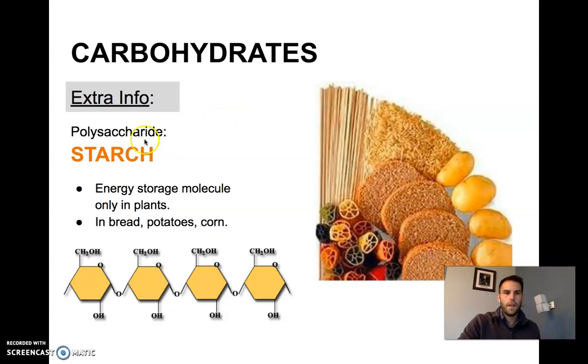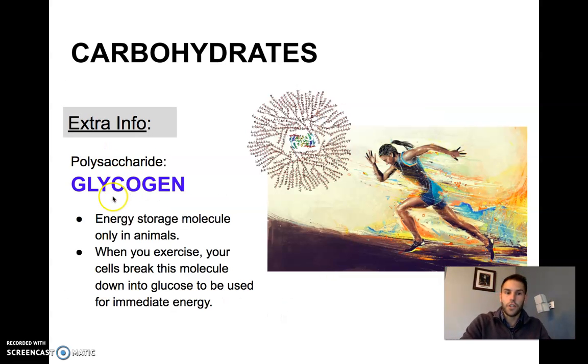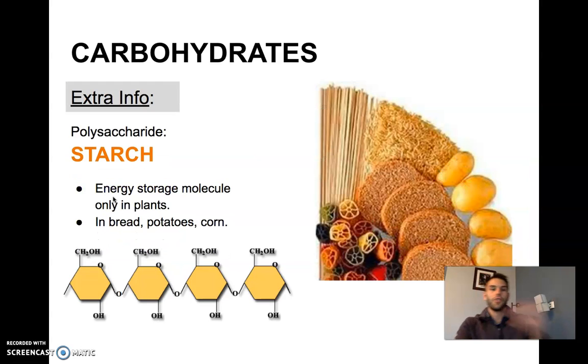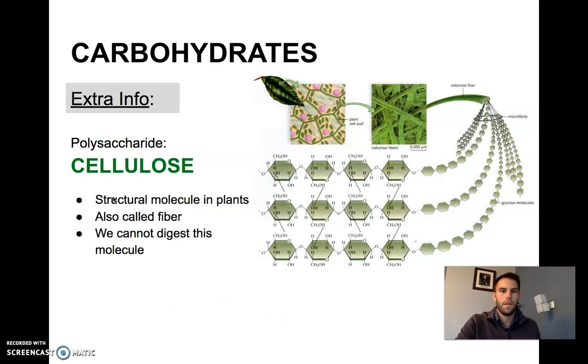All right. Now, starch, all right, is going to be another example of a polysaccharide. But if glycogen is energy storage in animals, starch is energy storage in plants. So when you eat a potato, you are eating the starch in that potato. You are eating the energy storage polysaccharide, energy storage carbohydrate in that potato. Same thing with corn. All right.